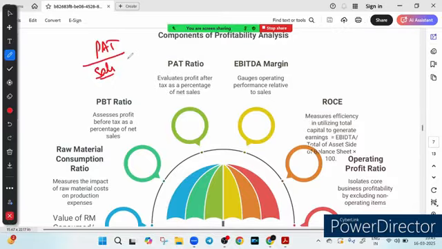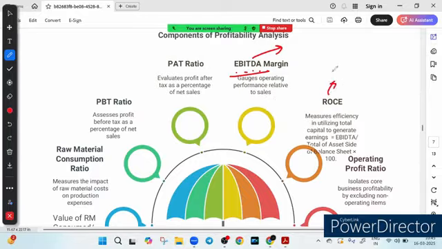And then the next ratio we have is the EBITDA margin ratio. It gauges operating profit relative to sales. So what is EBITDA? Earnings before interest, tax, depreciation and amortization. So it gauges your operating profit, your operating performance. If EBITDA is higher, it means better efficiency and better profitability.